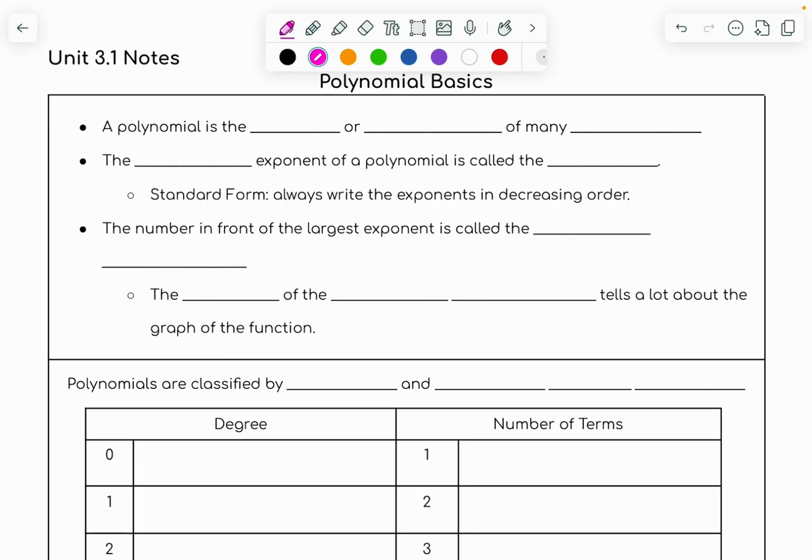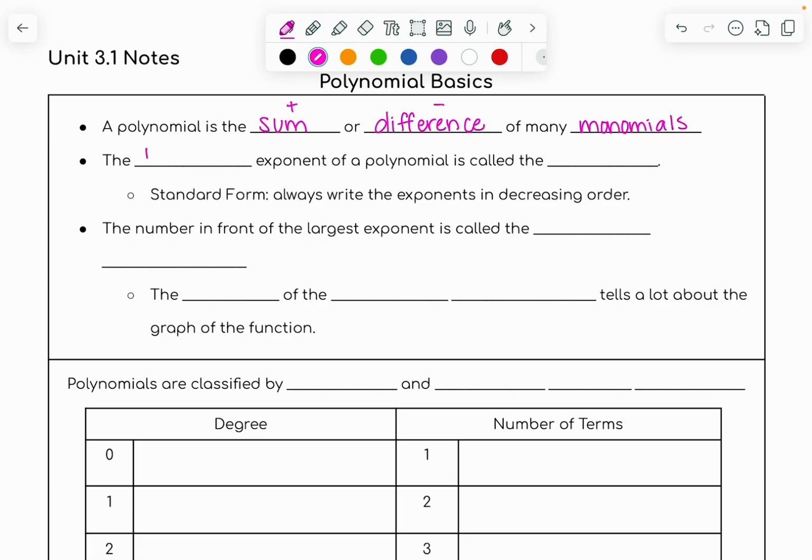So, a polynomial is the sum or difference of many monomials. Now, sum means to add, difference means to subtract, and we will get into the meaning of the word monomial in just a moment.